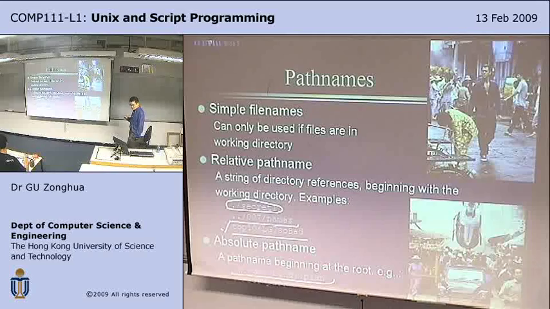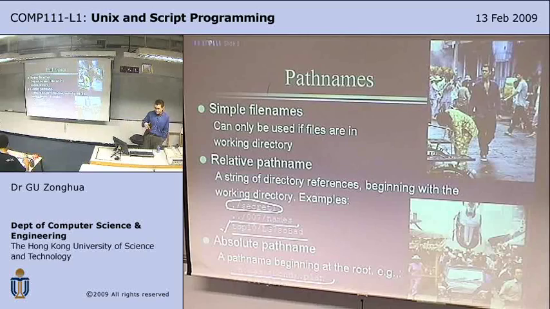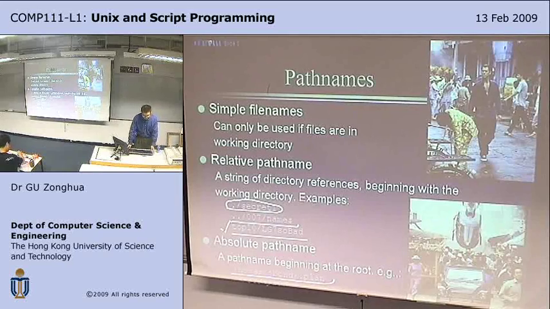Sometimes you like relative path names because they're shorter. Your absolute path name may be quite long if you start from the root. But absolute path names are always valid.